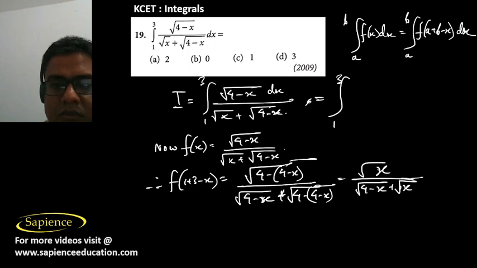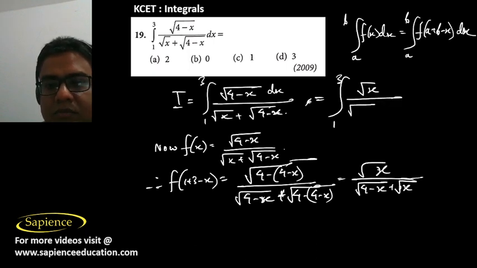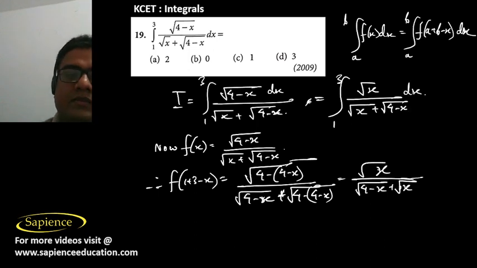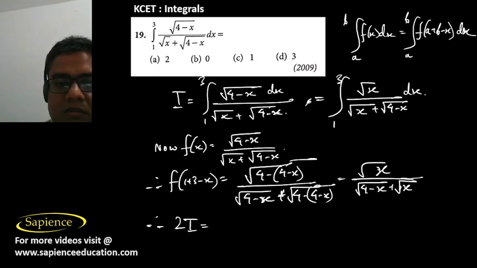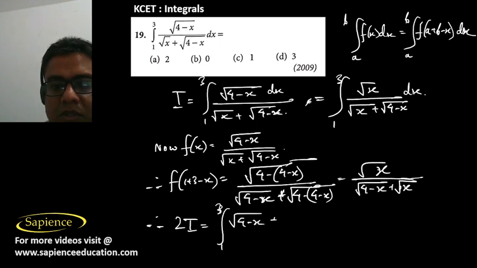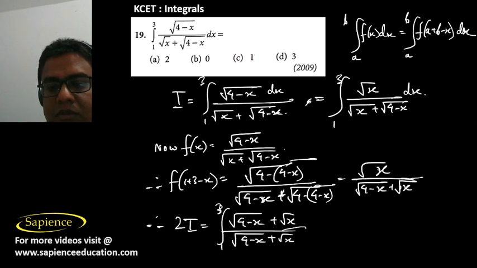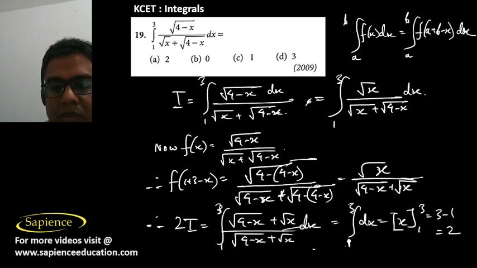So therefore this is the integral I, which is root over x by root over x plus root over 4 minus x dx. Therefore if I add these two, I will get 2I, which is equal to the integral from 1 to 3 of root over 4 minus x plus root x divided by root over 4 minus x plus root x into dx. So this will be 1. This is the integral from 1 to 3 of dx, which is equal to x going from 1 to 3, which is 3 minus 1, equal to 2. So option A is the correct answer.